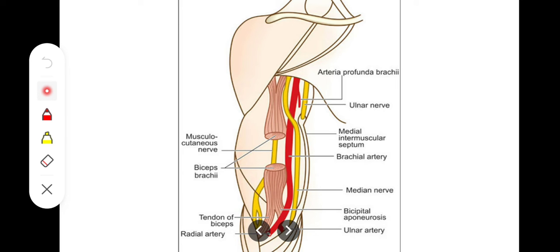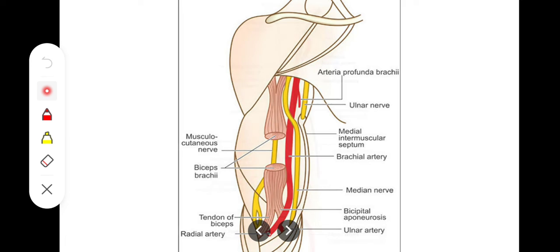Then at the level of the elbow, at the level of cubital fossa, the relations are such that medial-most we have the median nerve, then we have the brachial artery, then the bicipital aponeurosis, or the tendon of the biceps, and then most laterally we have the radial nerve. So these are the relations of the brachial artery at various levels, right?